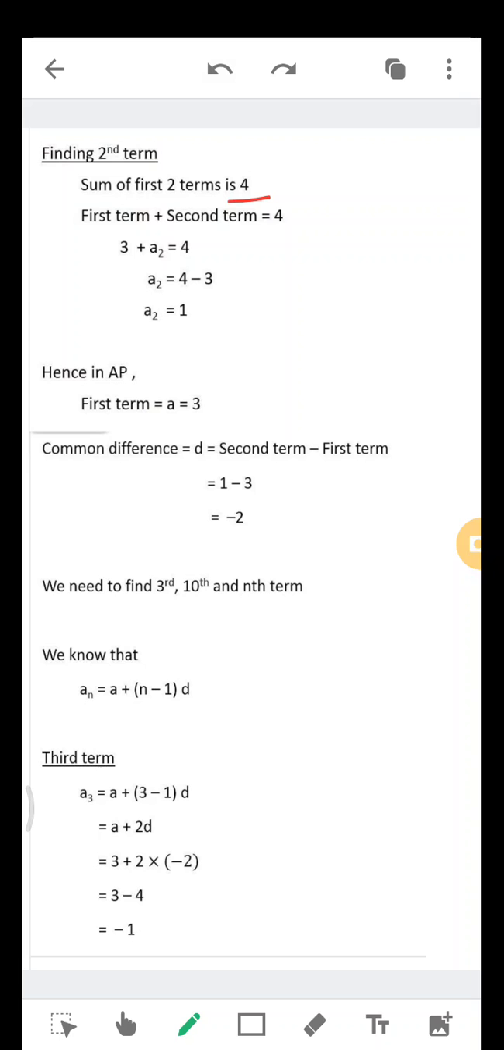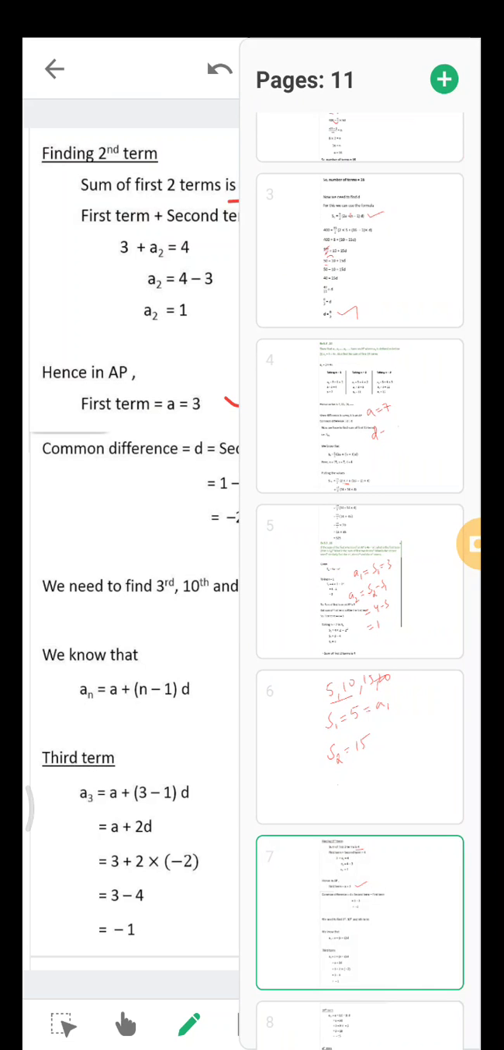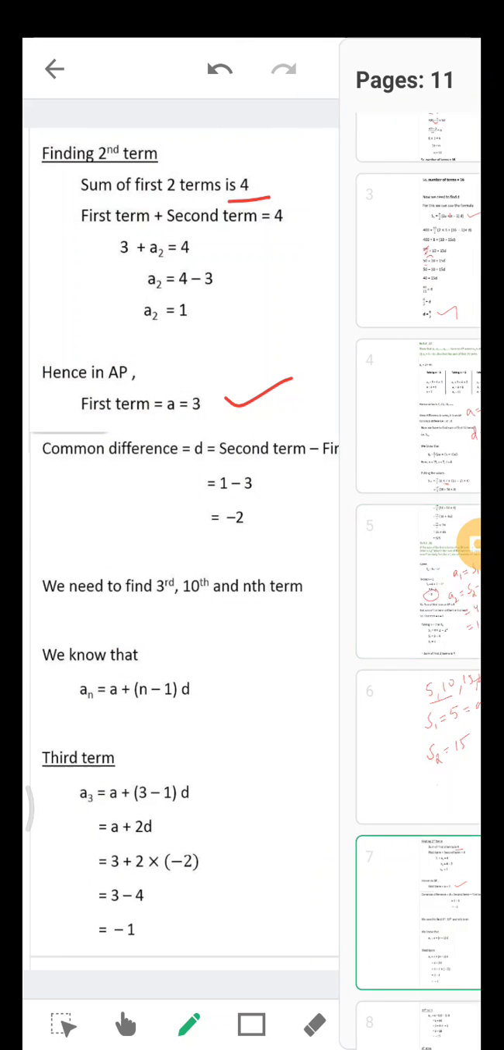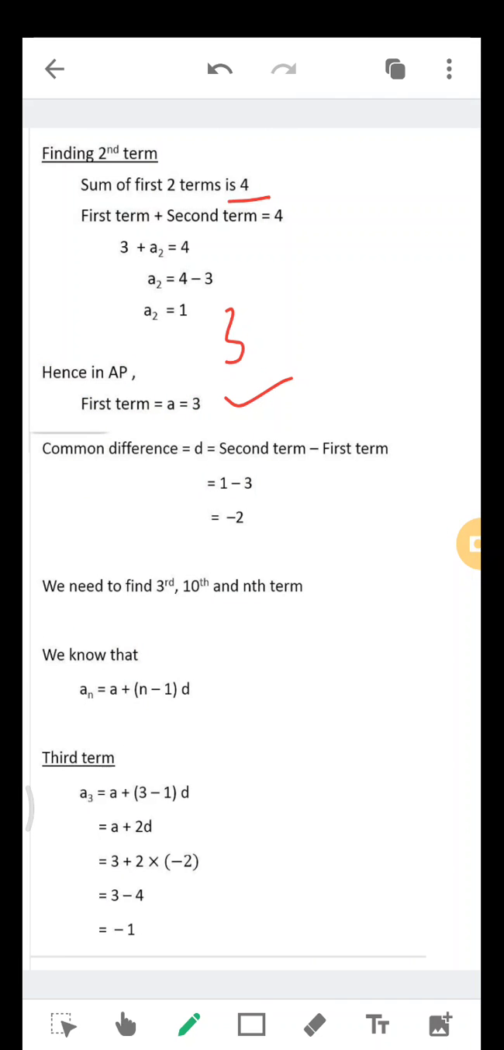So finally we have got the first term, that is 3, and the second term is 1. So our arithmetic series is 3, 1, and so on. The common difference is nothing but 1 minus 3, that is minus 2. We need to find the third term, 10th term and nth term of this series.